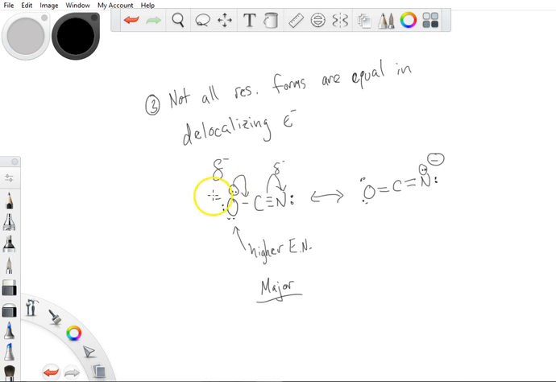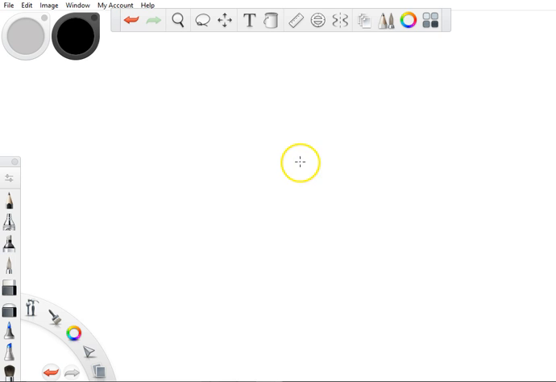And so if we're talking about hosting extra electron density, the group with the higher electronegativity is going to be the one that's better suited for that, whereas this is lower electronegativity. And so this would be considered, it's still a resonance structure, but this would be considered a minor contributor. So that doesn't mean that we always have major and minor contributors. It just means that not all resonance forms will be equal. So let me give you an example where they are equal.